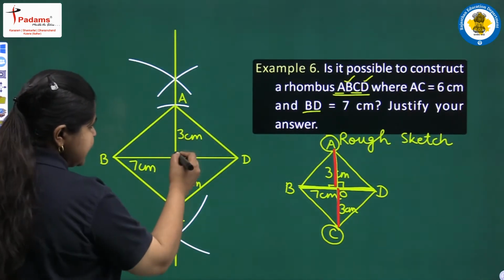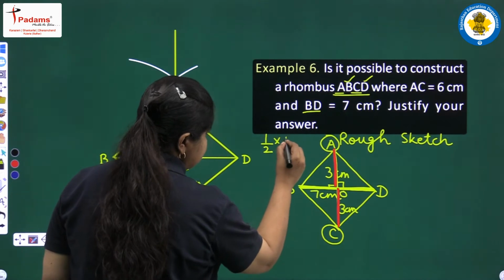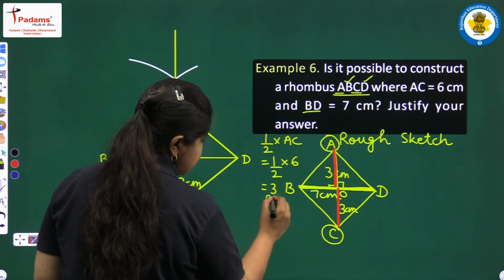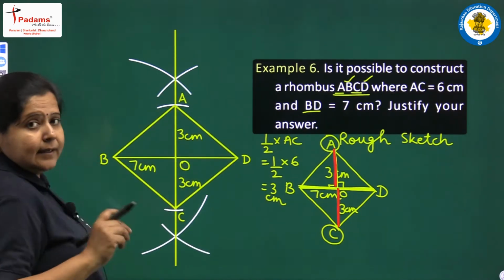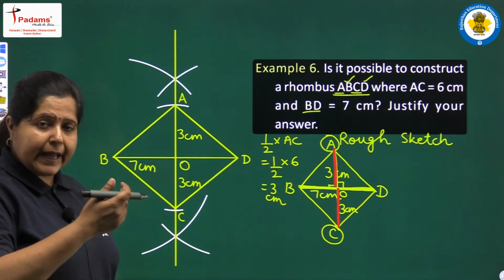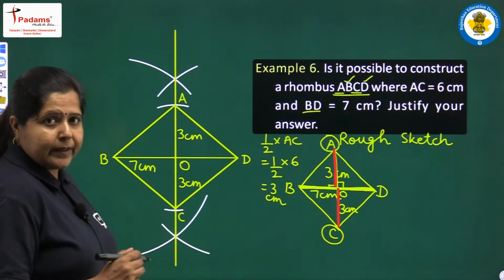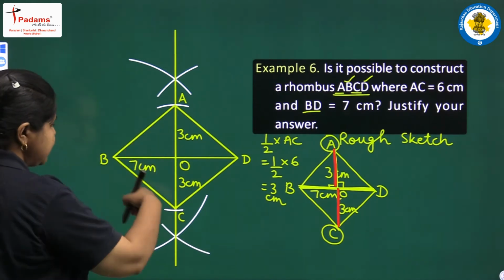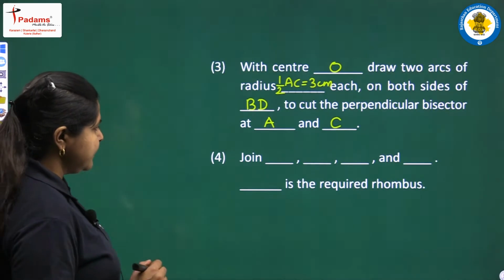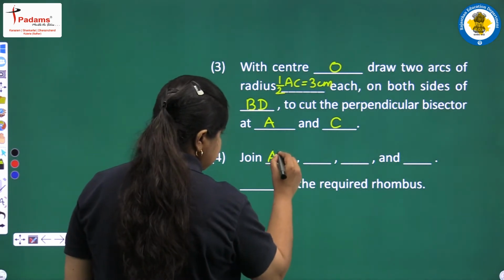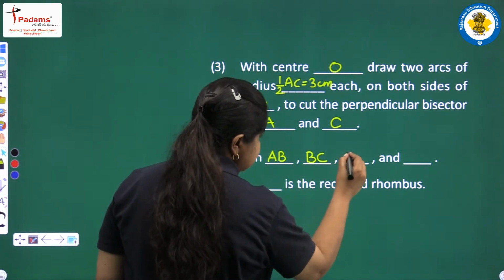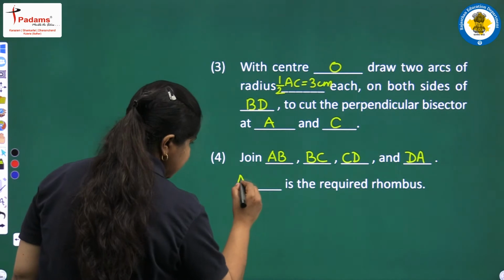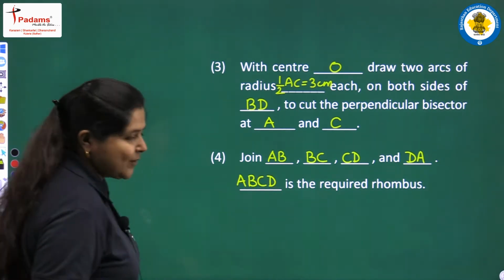What we did is, this is half of AC. And what is the length of AC? It's 6 and half of 6 is 3 centimeter. That's why we have drawn this radius. We have taken 3 centimeter above and 3 centimeter below this point O. And similarly we have written the step of construction. Then in the last we joined all these 4 points, and so we can write here in the end, join AB, BC, CD and DA. And so we can say that ABCD is the required rhombus.